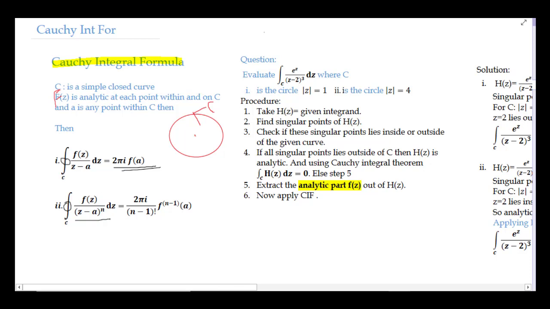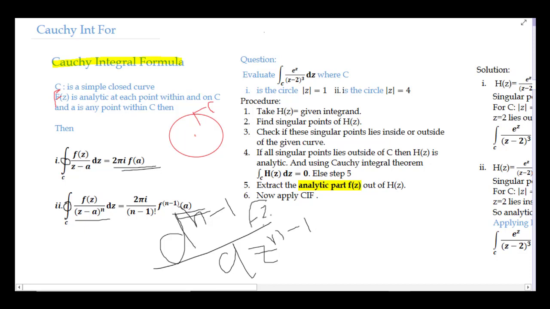And the integral of f(z) upon (z minus a) raised to the power n dz equals 2 pi i upon factorial (n minus 1) times f^(n-1)(a), at point a. f^(n-1) means d raised to the power n minus 1 divided by dz^(n-1). That means we need to differentiate f(z) n minus 1 times, first calculate this, and then put z equal to a. Now we need to remember one thing: f(z) is analytic, but f(z) upon z minus a, we don't know about this thing.